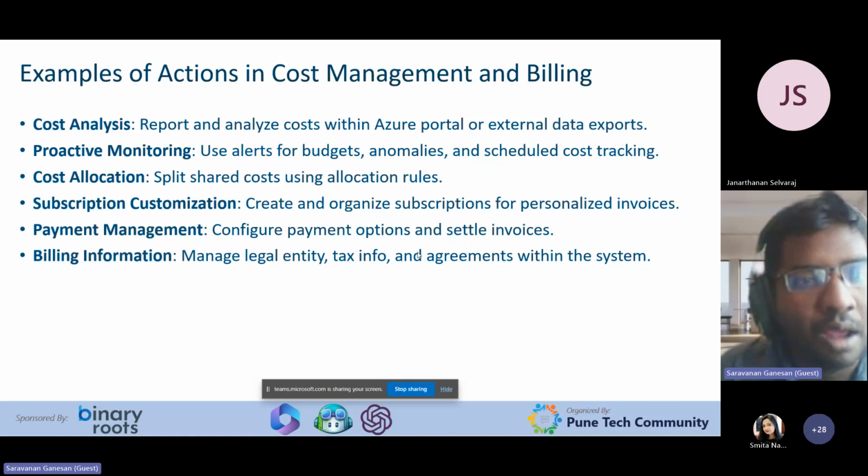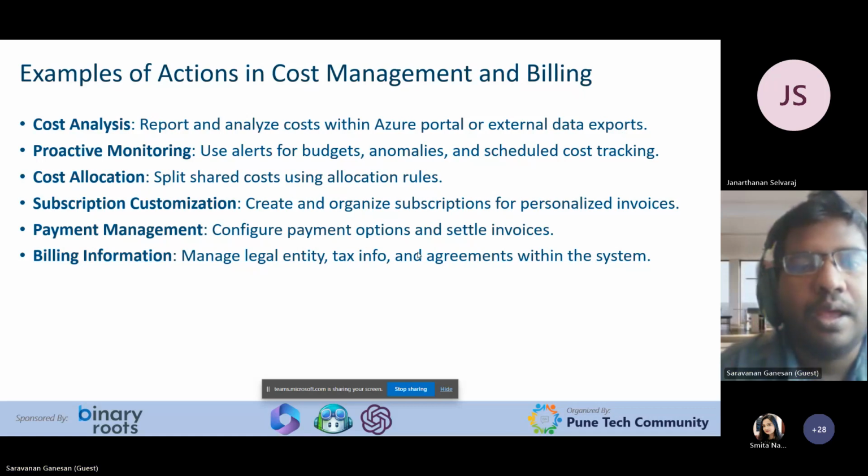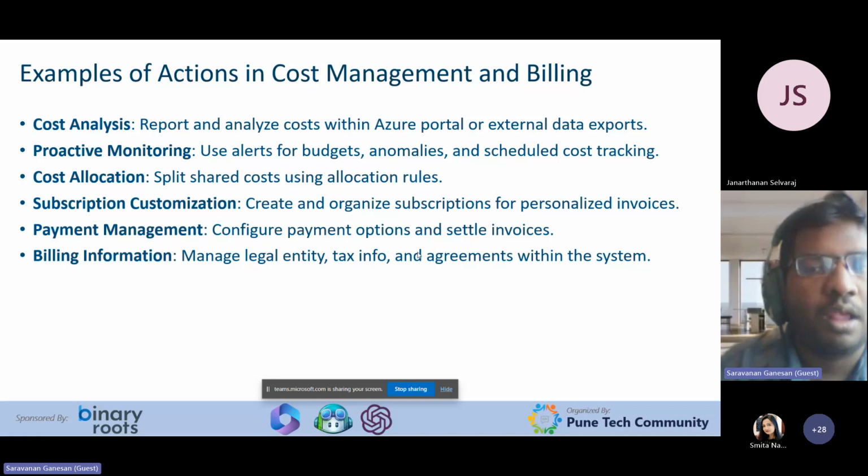And then we have subscription customization. Subscription customization means we can create and organize subscriptions for personalized invoices. For example, my client might have 3 or 4 subscriptions, one for dev, prod, and so on. In that case, my client may also want 3 different types of invoices.